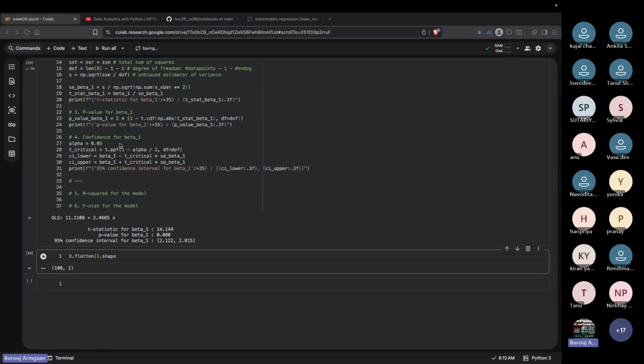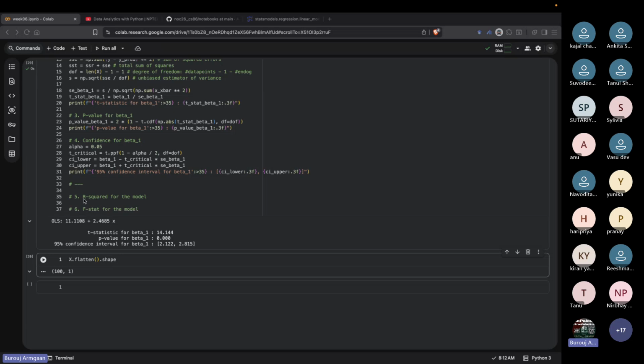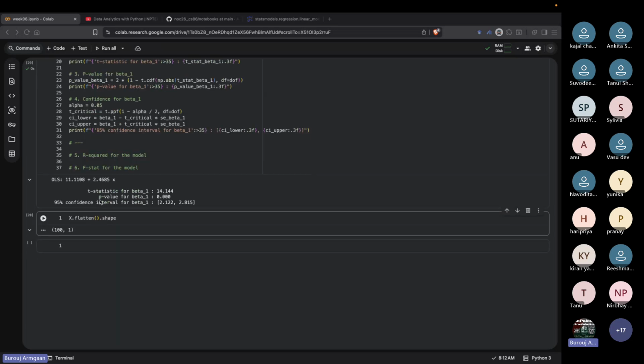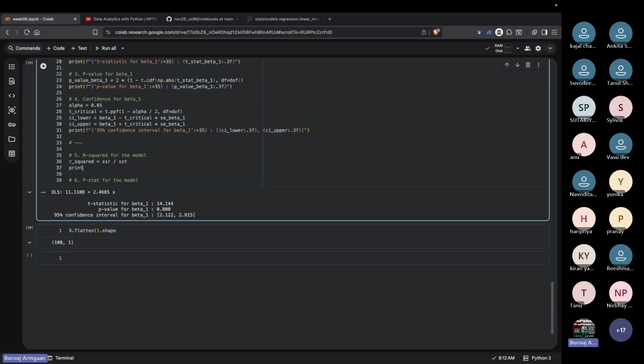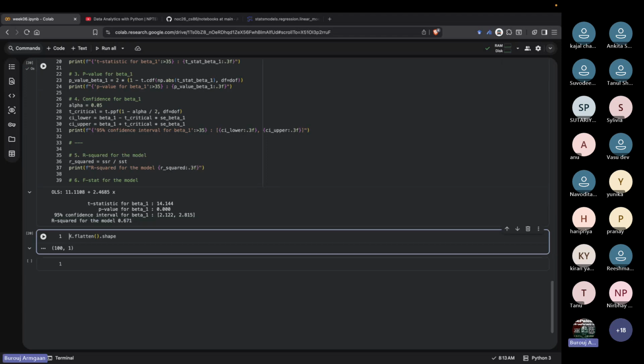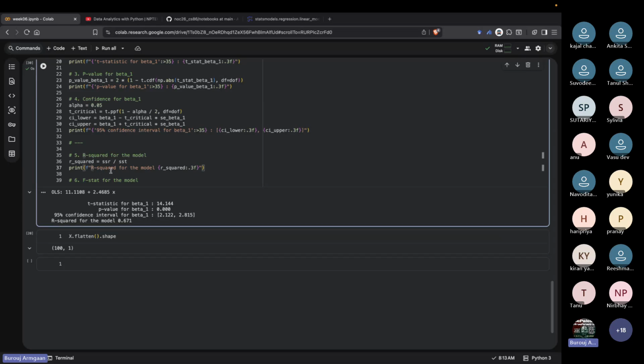Okay, moving on. So now that we have all of these, now we need the R square, which is the goodness of fit, as well as the F stat for the full model. So how do you do that? The R square is equal to just your sum of square regression divided by your total sum of squares, and then again you print. You can say R squared for the model was R squared, take 3 decimal places, we have this thing, we repeat like this.